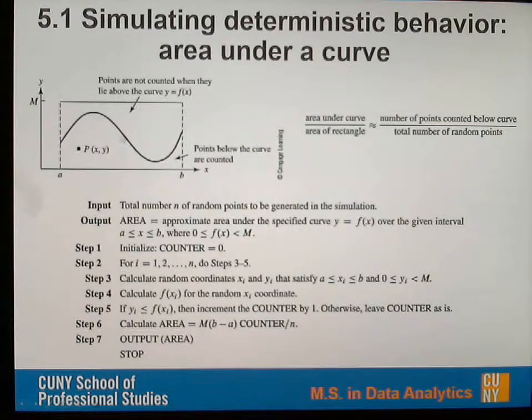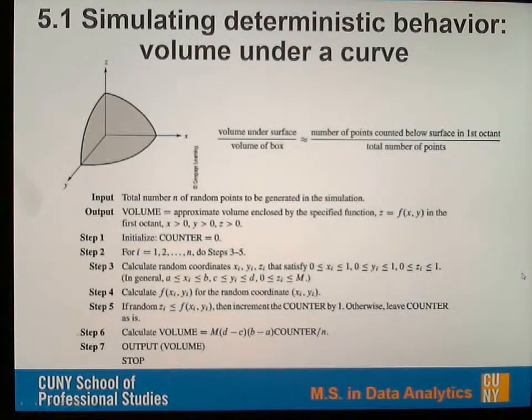So when it is below this curve, we count it. When the next point lands up here, we count it in the total number of points, but we don't count it as a point below the curve. So very good example here. And how to simulate the volume under the surface is very similar to what we just discussed, using the number of points counted below the surface in the first octant divided by the total number of points that were sampled.